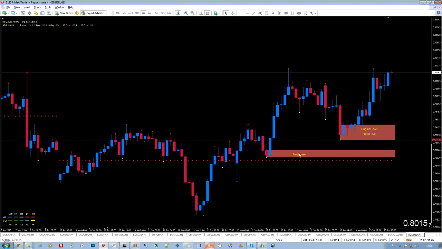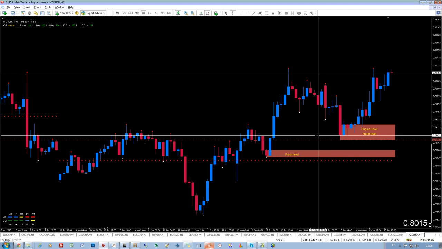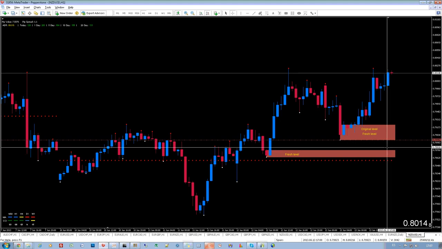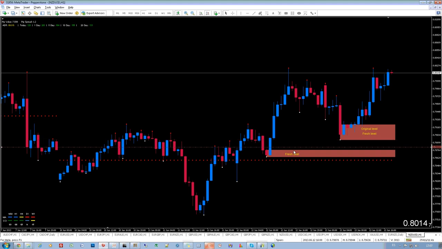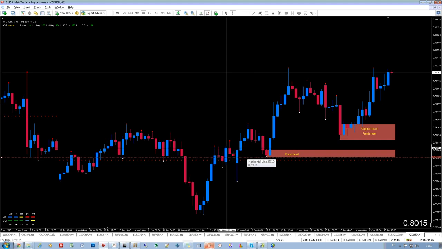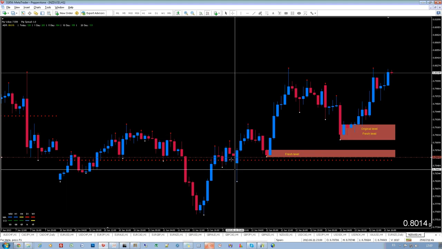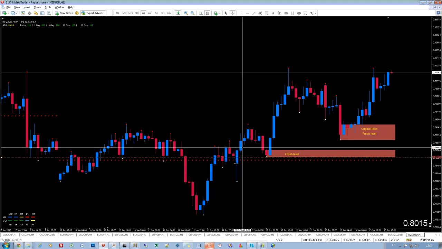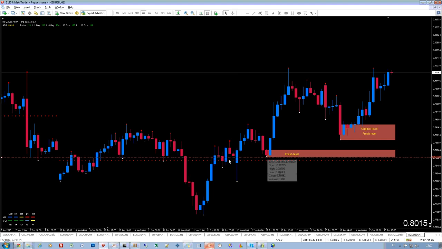So this one down here, is it a fresh level? Yes, it's drawn based on a rally. Price hasn't pulled back into it yet. Is it an original level? Let's go right here, and then we go back here. We find another level, not a good level, but like a demand area. So this is a reaction to this area. So this level is not original. This is only fresh.